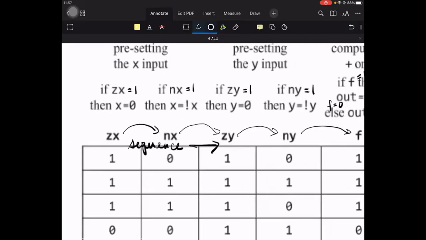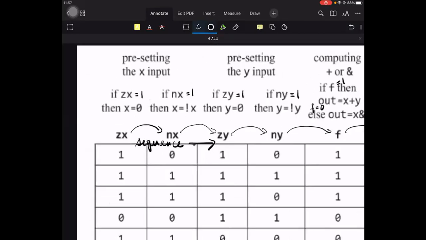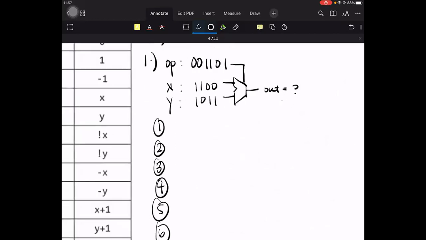If Zx is 1, then X is 0. But if Zx is 0, Cx is as is. So X is still 1100.